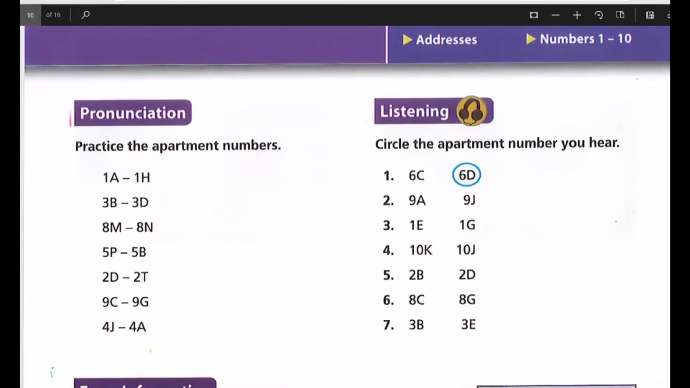Page 11. Pronunciation. Practice the apartment numbers. 1A, 1H, 3B, 3D, 8M, 8N, 5P, 5B, 2D, 2T, 9C, 9G, 4J, 4A.